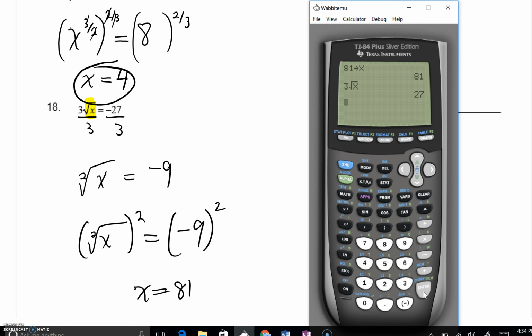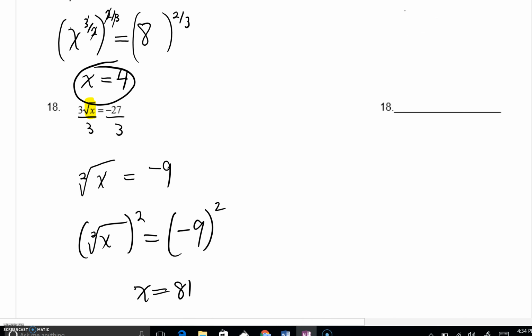I get positive 27. That's not the same thing. There's no solution. So be very, very, very careful here. The check failed. And that's why checks are 100% necessary for these types of problems.